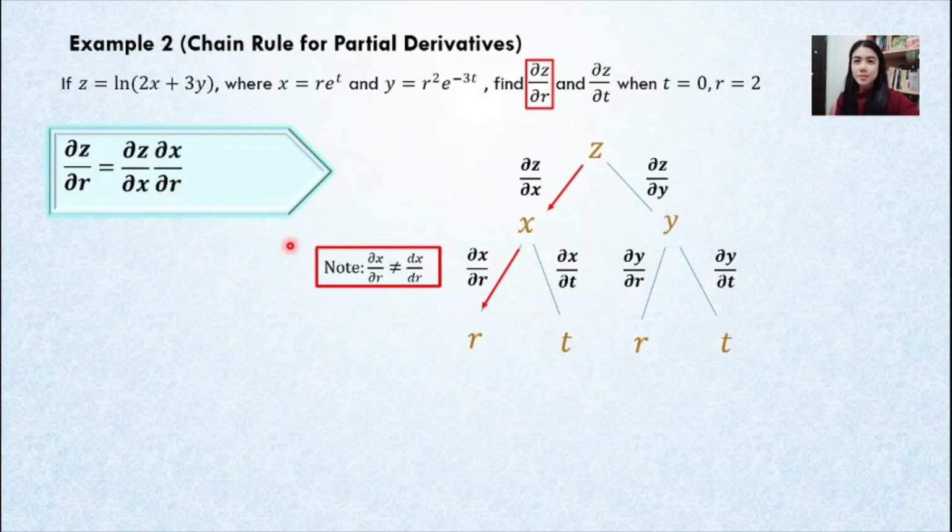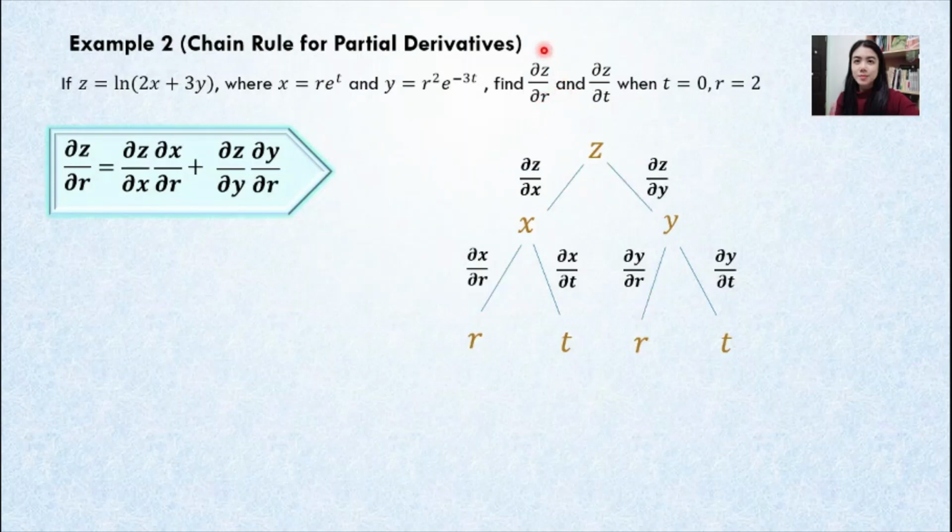Okay, and then we have another branch, so you have to add another branch that ends with r, that is this one. It begins with z, and from z it moves to y, and from y it moves to r. Along the path you can see ∂z/∂y and ∂y/∂r. So multiplying both of them means you multiply ∂z/∂y with ∂y/∂r. So this is the formula for ∂z/∂r.